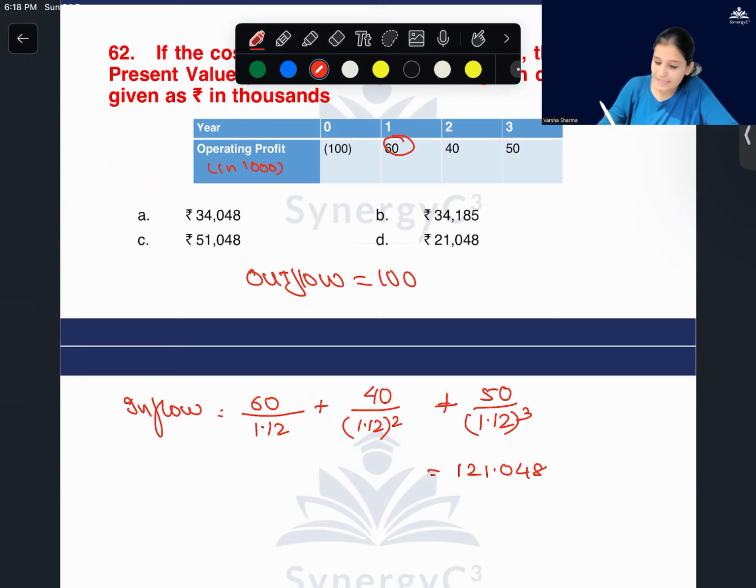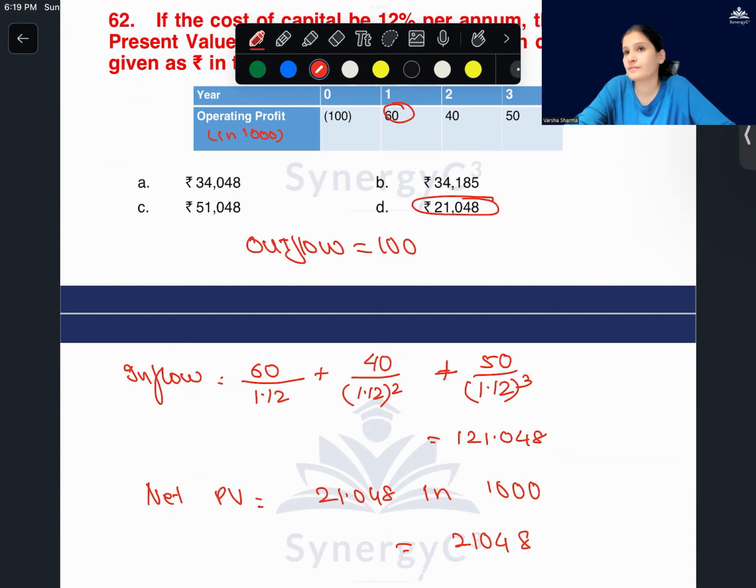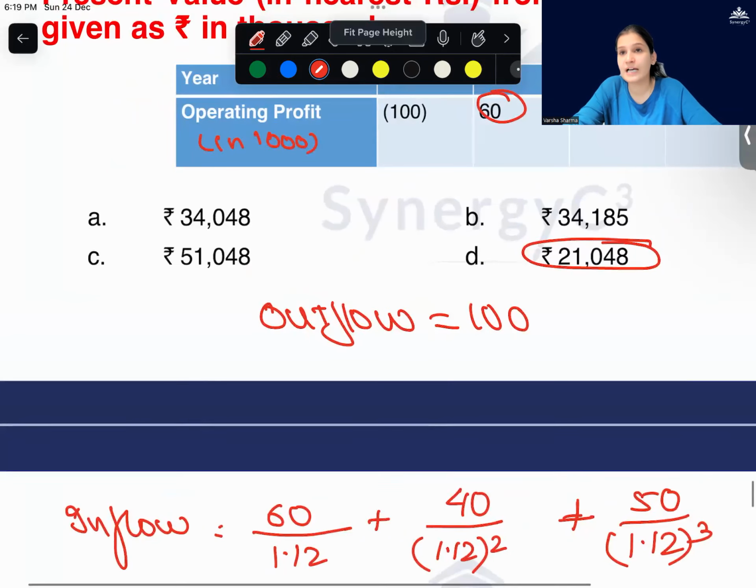Done? So what is my net present value? 21.048. But in thousands. So in thousands, that means how much? Multiplied by 1,000, 21,048. These values were in thousands. That means 100,000, 60,000, 40,000, 50,000. They did not write the thousand. In the question, it is in thousands.